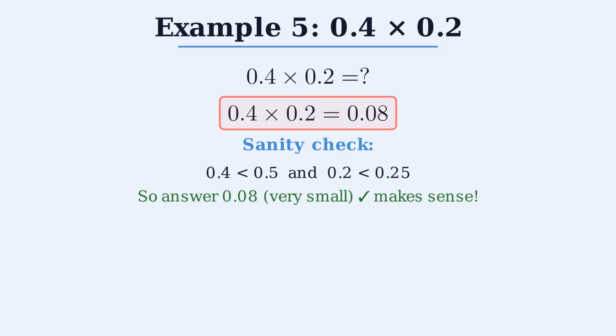So 0.4 times 0.2 equals 0.08. Let's sanity check. 0.4 is less than half, and 0.2 is less than a quarter, so an answer of 0.08, which is pretty tiny, makes perfect sense.